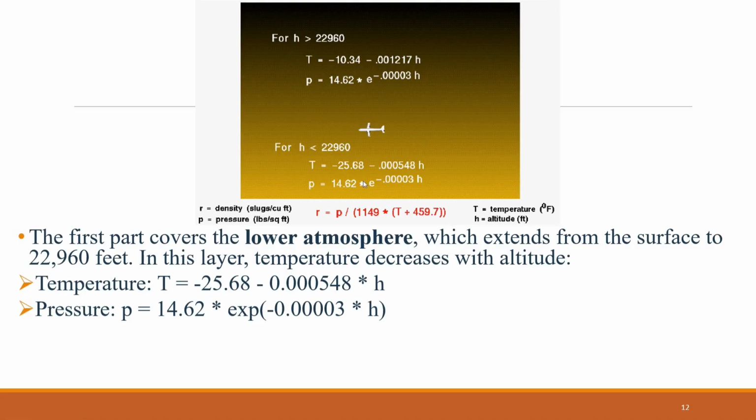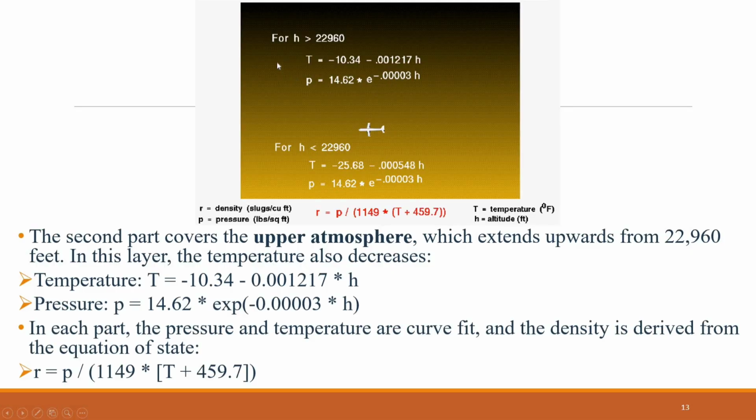Temperature is equal to -25.68 minus 0.000548 multiplied by altitude. Pressure is equal to 14.62 multiplied by E raised to the power of -0.0003 multiplied by altitude.